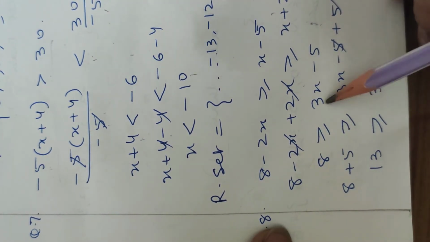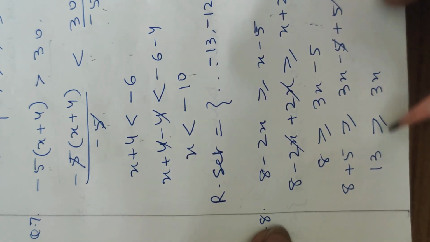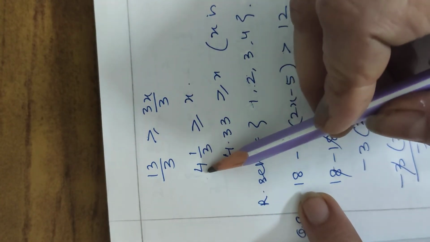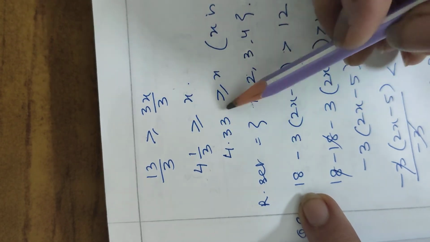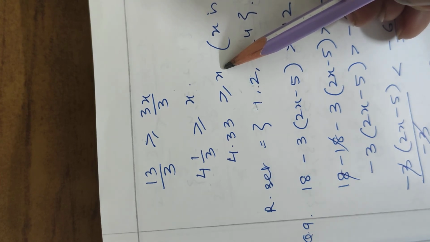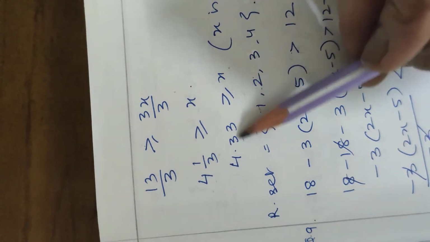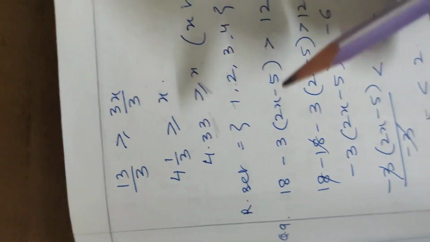8 is greater than 3x minus 5, 8 plus 5 is equal to 3x, 13 is greater than equal to 3x. This becomes 13 upon 3 is greater than equal to this, 4 whole number this, 4.33 is greater than equal to x. So x is less than equal to 4.333. So what will be the values? 1, 2, 3, 4, because this is 4 point something and there is an equal to sign.